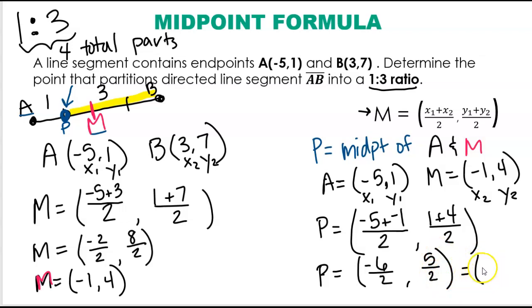So when we simplify down, it's going to be located at -3, 2.5. So we can partition line segment AB at the point -3, 2.5 so that it has a 1:3 ratio.